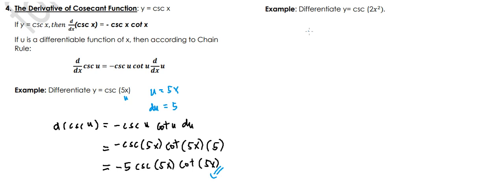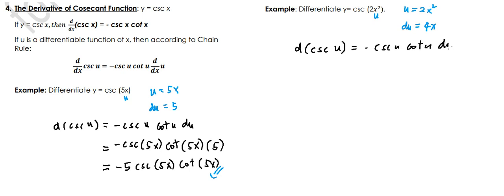Let's have another example. We have y equals cosecant 2x squared. Again, let's identify our u. Our u here is 2x squared. And then our du, let's derive this, we have 2 times 2, that is 4x. Okay? Now, let's use our formula. The derivative of cosecant u is equal to negative cosecant u cotangent u du.